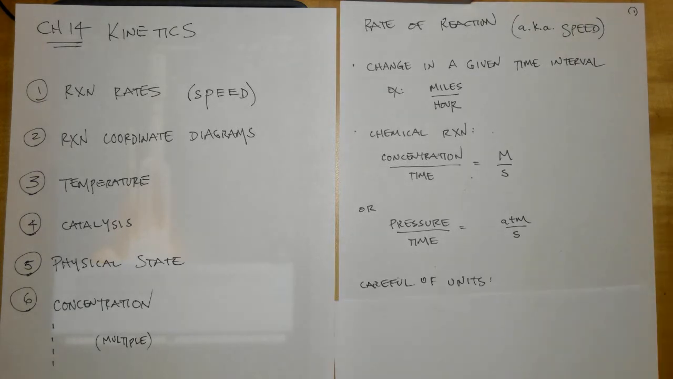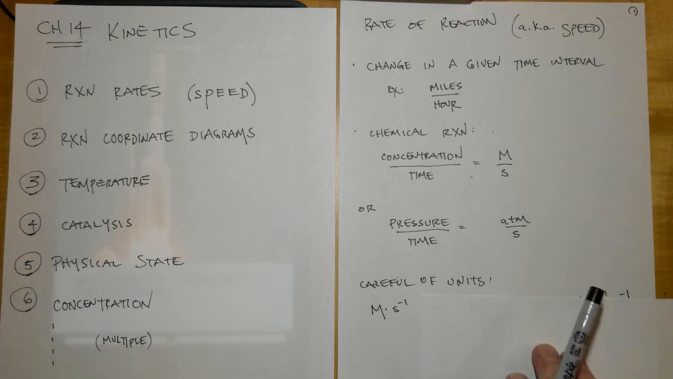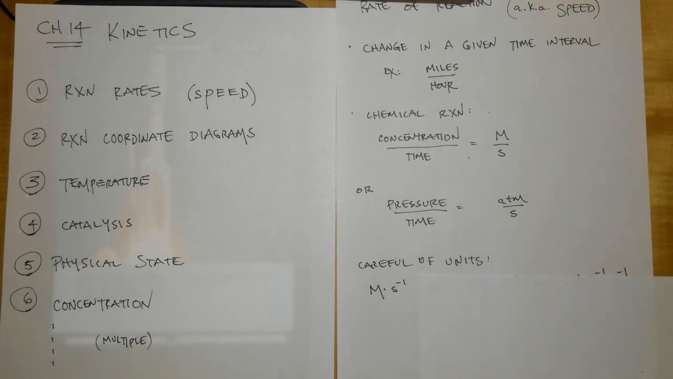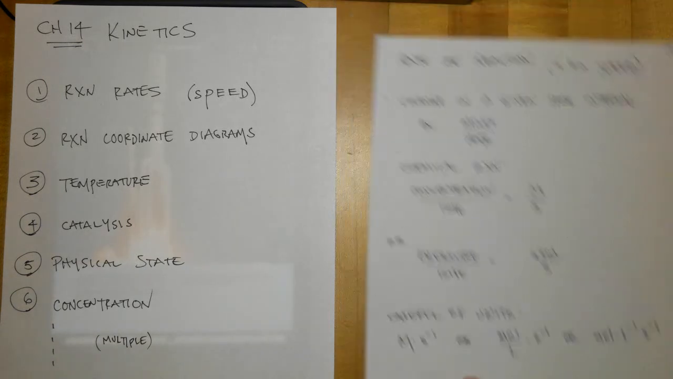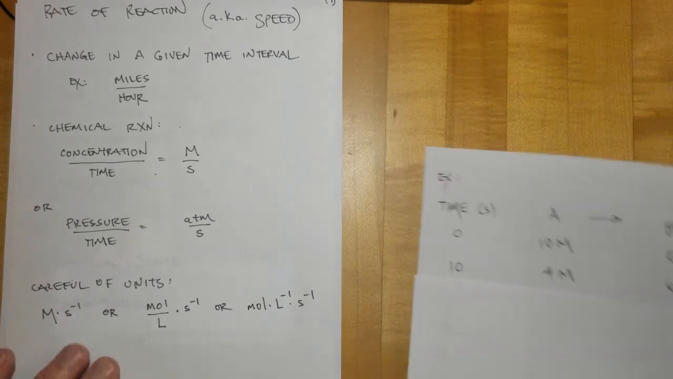Now, you have to be careful of these units because they'll want to trick you. So watch out for that. Sometimes they'll write molarity per second as molarity times seconds to the -1. And then you also know that molarity is moles per liter, so they might write it like this, moles per liter times seconds to the -1. Or if they want to be really fancy, they'll take this liters and also put that to the -1. So it'll be moles times liters to the -1 times seconds to the -1. So be super careful with the units in this chapter because they always come back to haunt you.